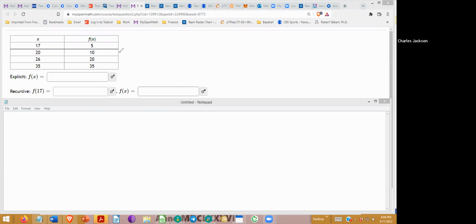Okay, so let's figure out the explicit. We'll start with that. First of all, we are going on the assumption that the sequence is linear. If it turns out not to be linear, then we'll make an adjustment. But we're going on the assumption that we have a linear sequence given by this function. Well, what is the common difference then?